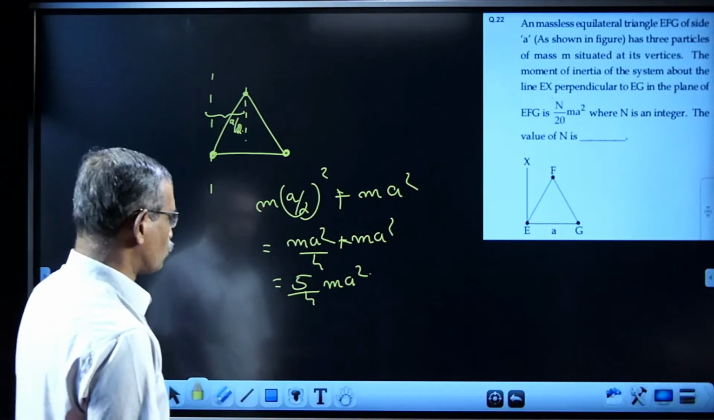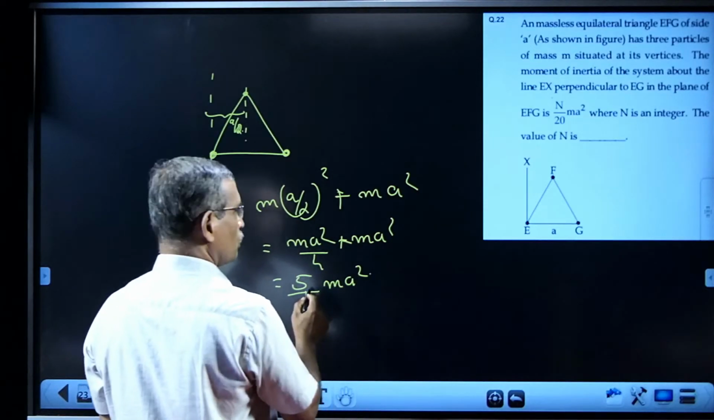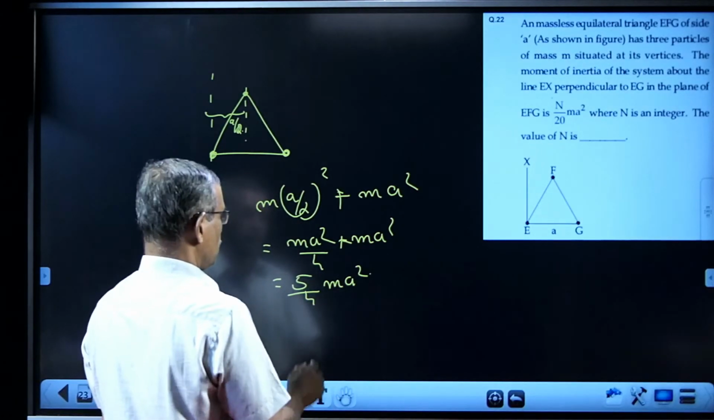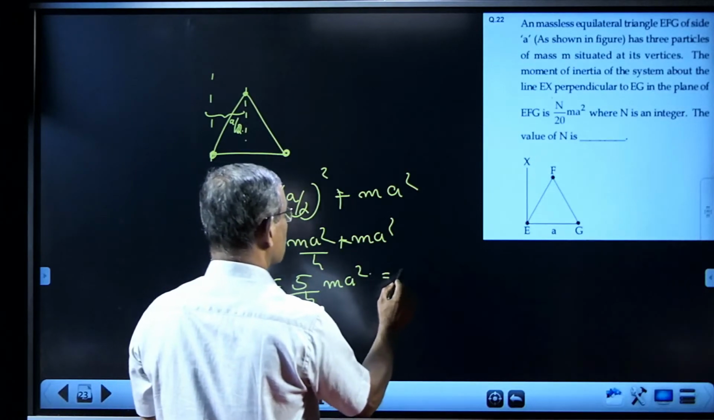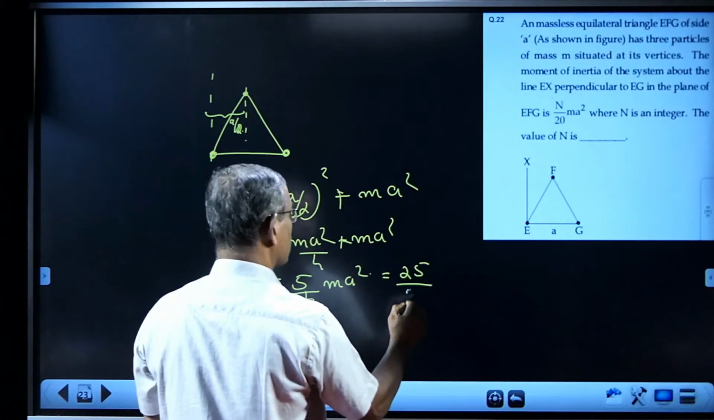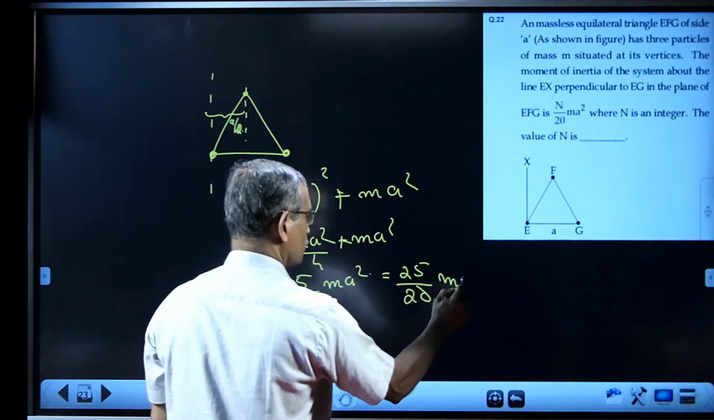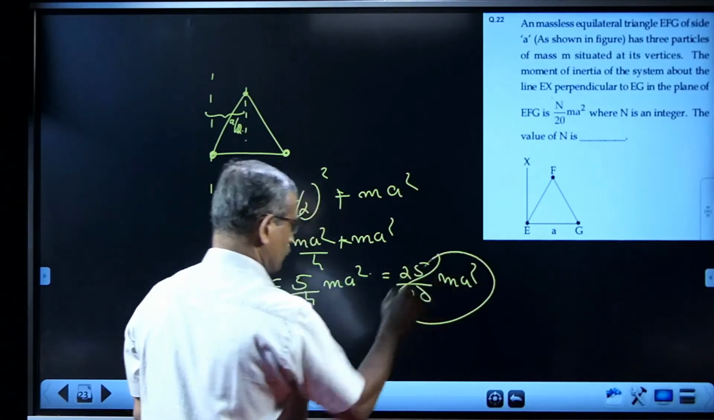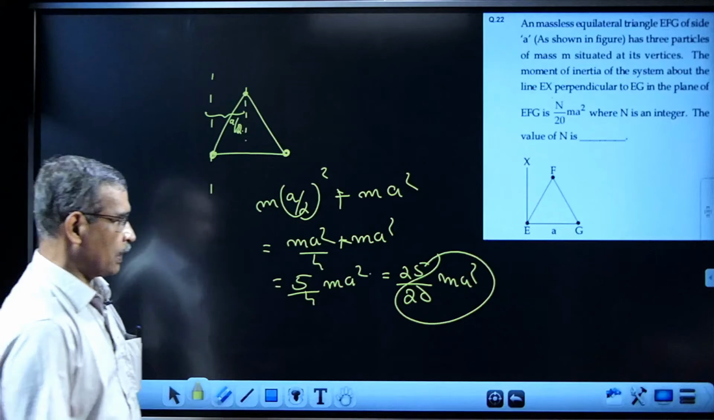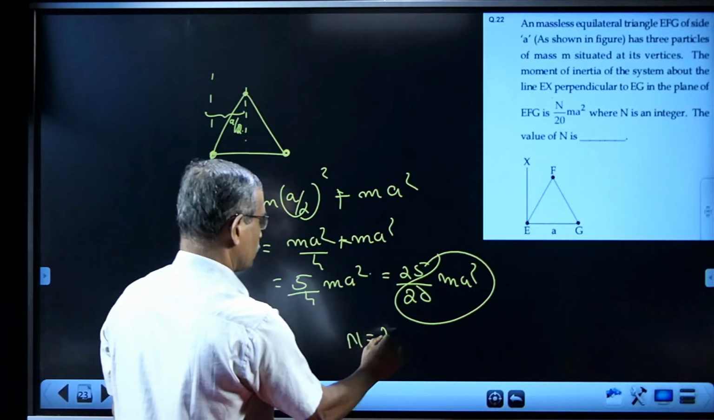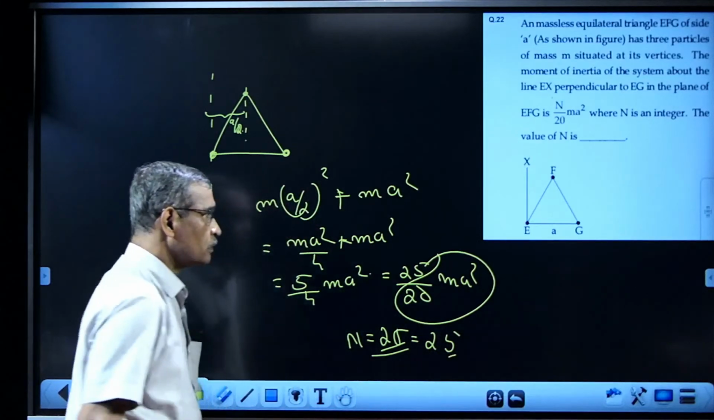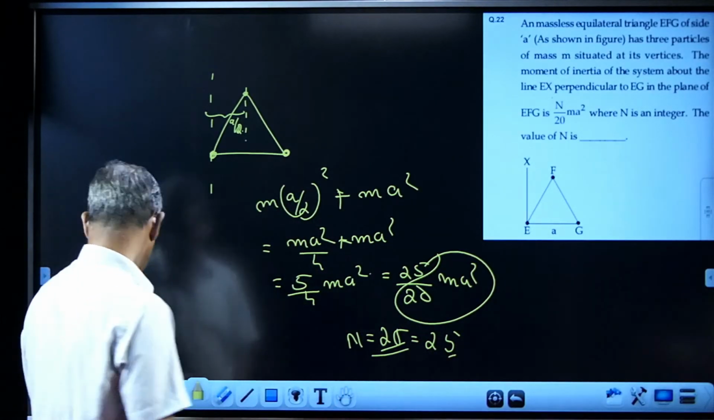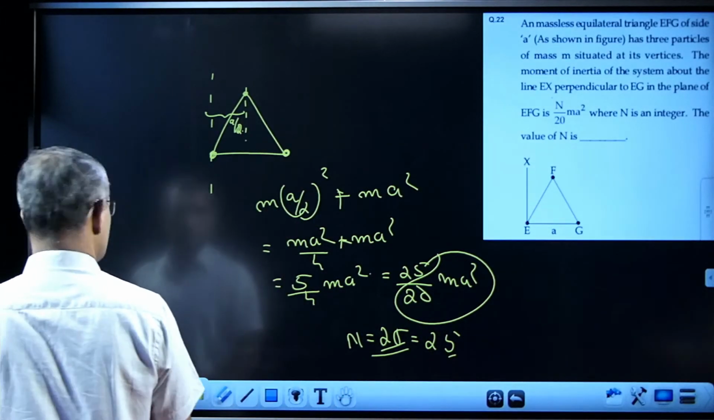Answer is n by 20 m a square. Now, this can be written as 25 by 20 multiply m a square. So, what is the value of n? 25. The value of n is equal to 25. So, that is the option. Simple question.